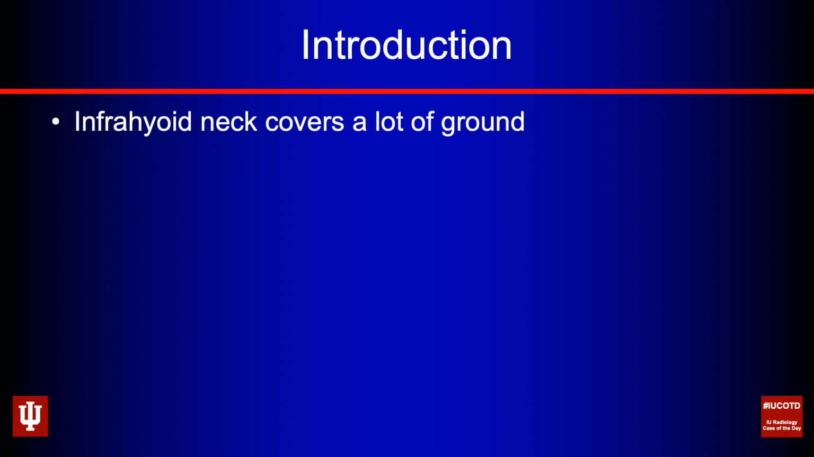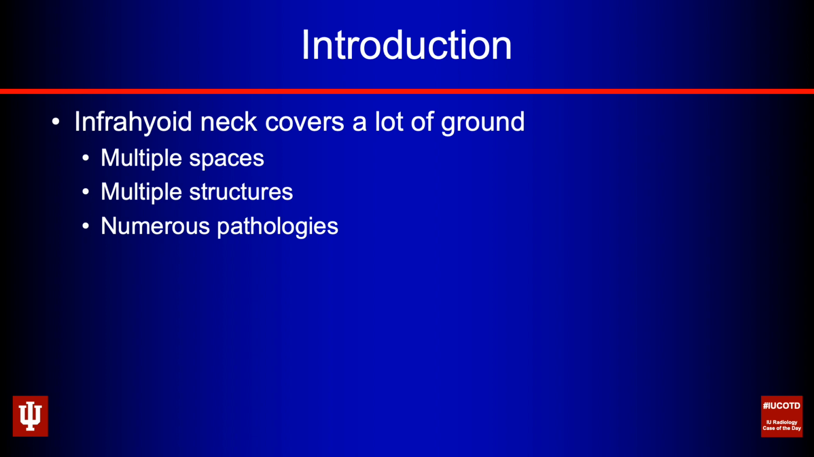Okay, so let's get started. The infrahyoid neck covers a lot of ground. There are a lot of different spaces that are involved, each of which contain multiple anatomic structures, and for that reason, there's really a lot of pathology that can occur here. In fact, the thing that I think is most challenging, but at the same time most interesting about the infrahyoid neck is just the diversity of pathologies that can occur here.